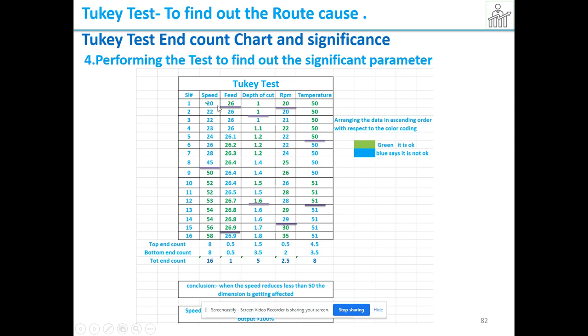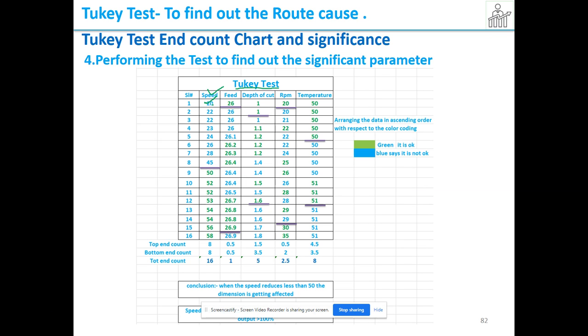So once we plot the data like this, now we can do the Tukey test. We have arranged everything in ascending order. If you see, it is 20, 22, and then it is increasing. So let us see how to perform the Tukey test. Let us do the Tukey test for speed.